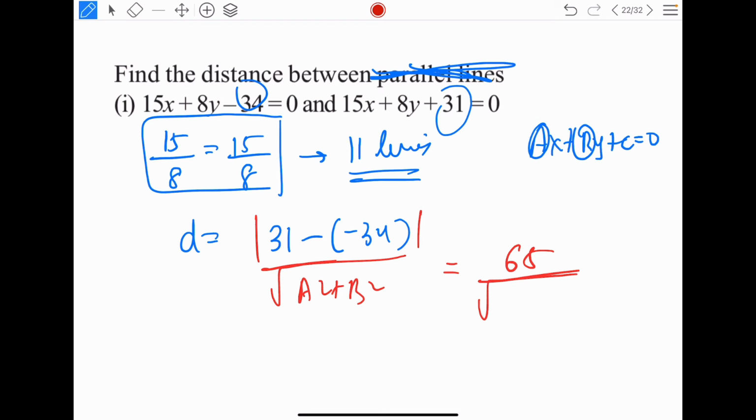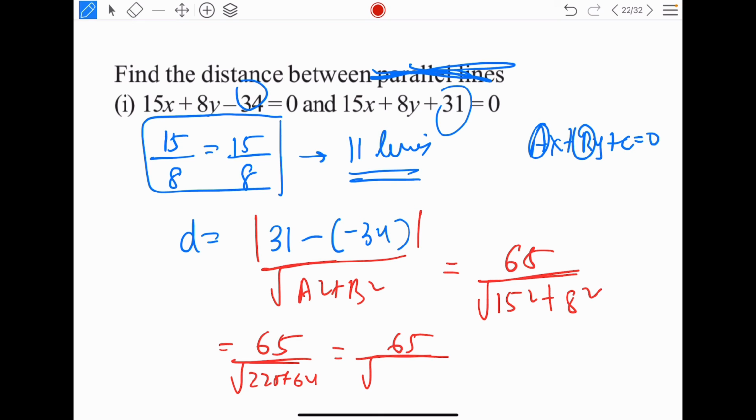What is a? 15 square. 15 square plus b square, which is 8 square. Okay, I hope you have understood this. This is going to be 15 square plus 8 square. So this is going to be 65 upon under root 225 plus 64, that is 289, and that's your answer.